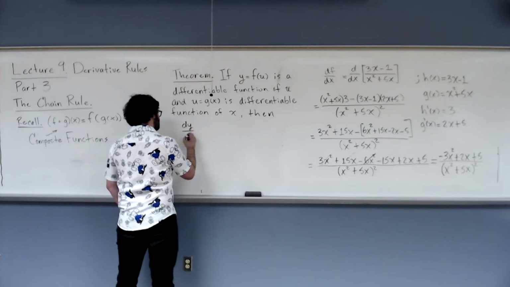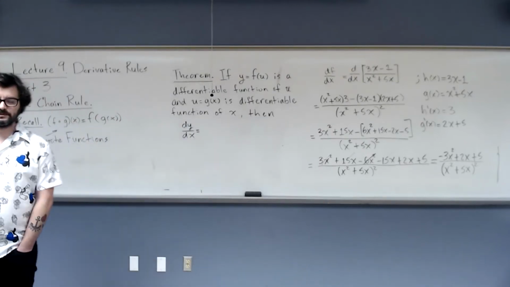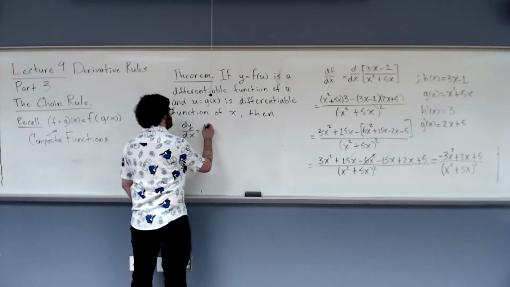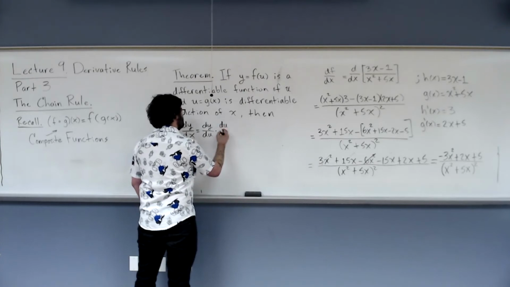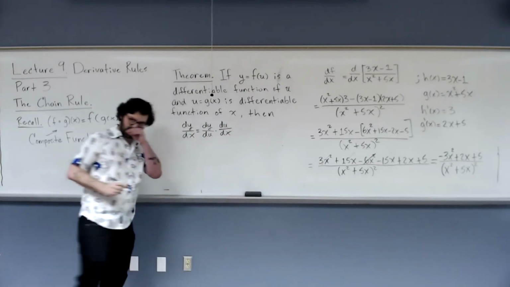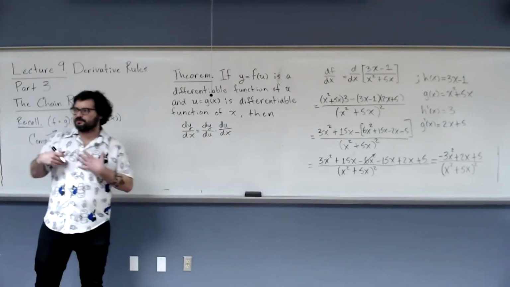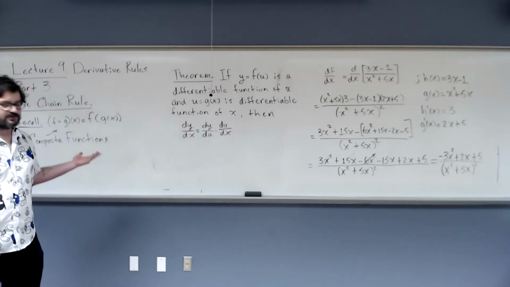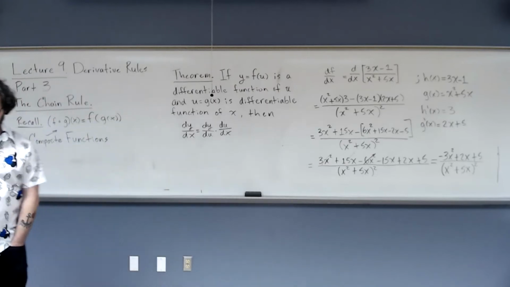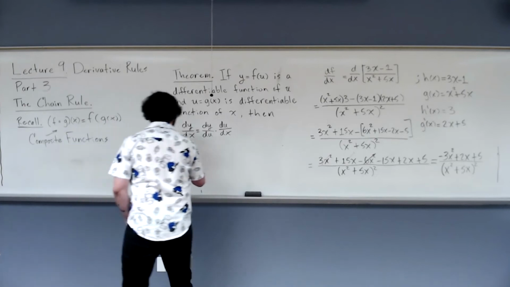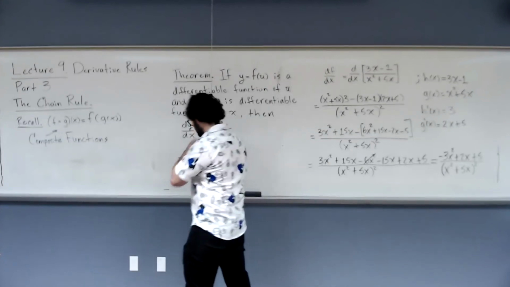dy/dx is equal to dy/du times du/dx. So this is using Leibniz notation, which, as I mentioned before, I have a preference towards. I'm not sure why, but I just do. But if we want to use the prime notation, we could do something like this. These are just equivalent ways of writing the chain rule.